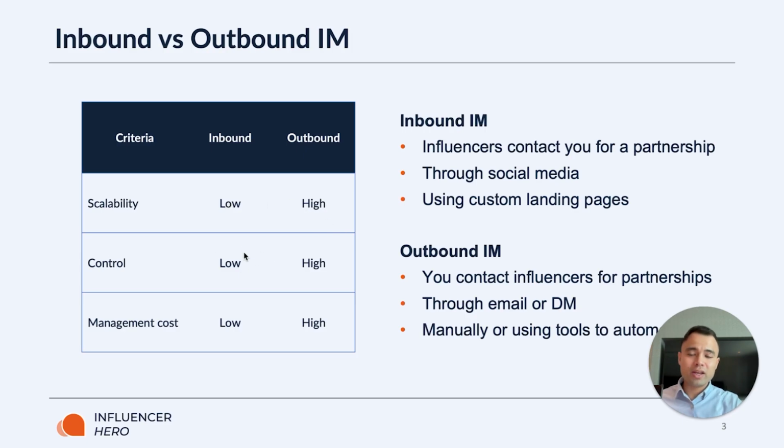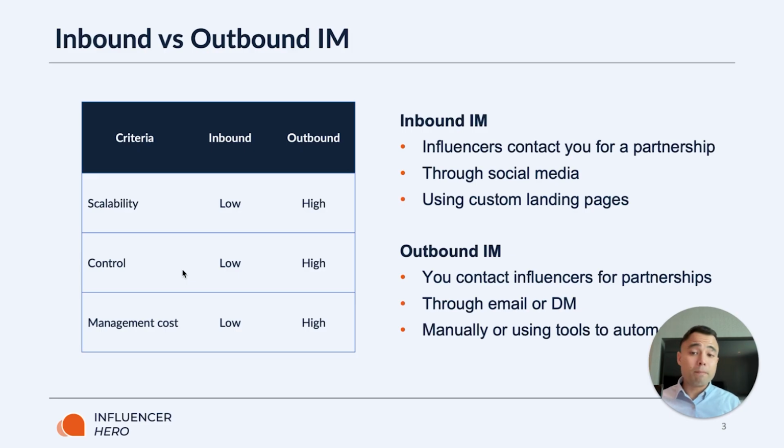So this is already discussed in the second point here, control. Inbound is low because you are basically also bound to what kind of influencers will contact you. Versus outbound, the control is high. You decide which influencers you want to work with, you add them to your campaign, and you reach out to them. So the control is higher.